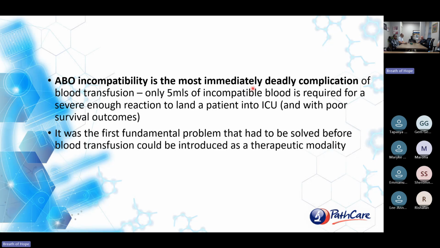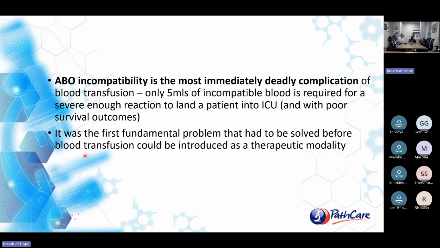So as I mentioned, it's the most immediately deadly complication. And this is the first problem that you have to solve in order to safely transfuse a patient. Blood transfusion can only become a reality once this ABO incompatibility problem was solved.